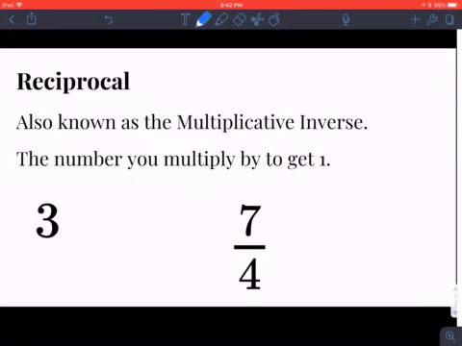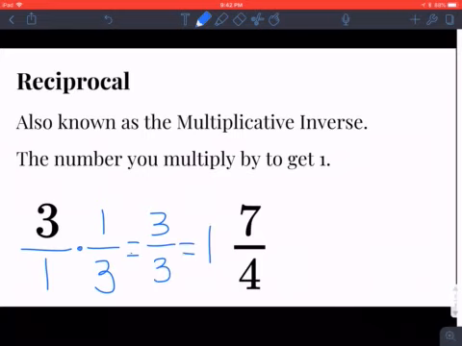The first example is with the number 3. Now, 3 is a whole number or an integer, and we can write the number 3 as a fraction, and to do that, we're just going to put it over 1, because what that means is 3 ones or 3 wholes. So now, if we take that and we flip it to be 1/3, if we multiply 3 wholes by 1/3, we get 3 times 1, which is 3, 1 times 3, which is 3, which really gives us an answer of 1. So the multiplicative inverse of 3 is 1/3.